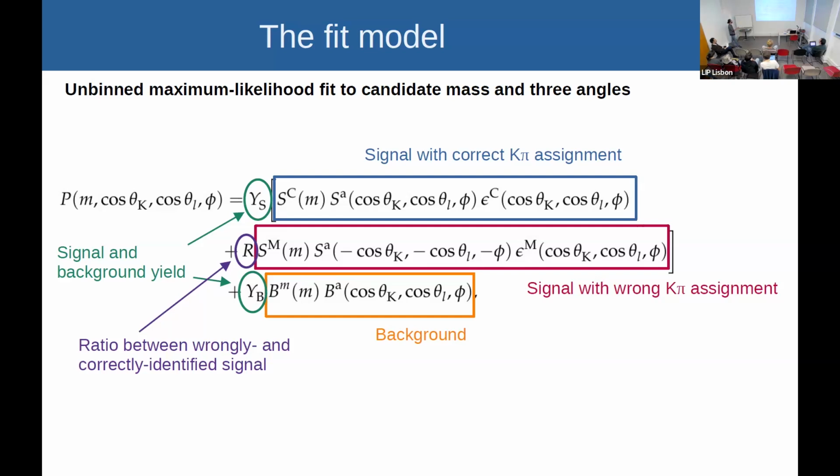We have a component for the signal with the correct K-pi assignment, and a component for the signal with the wrong K-pi assignment. As I mentioned earlier, since these are signal events, we can still extract physical information from them, just adjusting the dependence on angles accordingly, of course. These two are linked with a ratio parameter that controls the ratio between the two in our dataset, and then there is a component for the background.